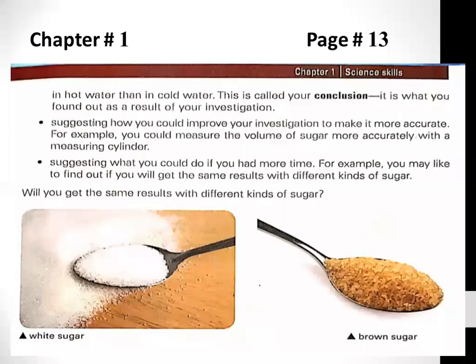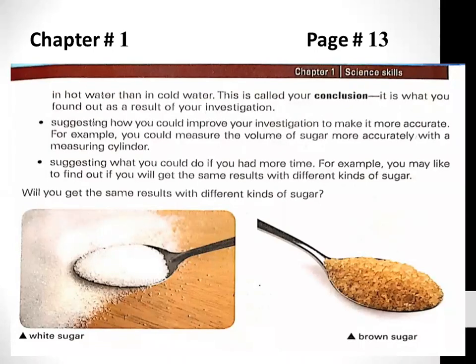Suggestions you have, how you could improve your investigation to make it more accurate. For example, you can measure the volume of the sugar more accurately with a measuring cylinder. And suggestions for what you could do if you had more time. For example, you may like to find out if you will get the same result with different kinds of sugar. So you should change the kind of sugar in your experiment. For example, if once you use white sugar, then in the next experiment you use brown sugar.